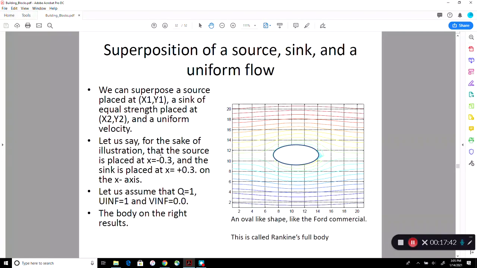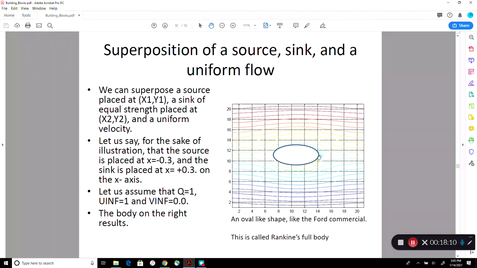When you do that, the source produces mass, the sink consumes it. So eventually you'll get a closed body, like an oval-shaped body. Then you'll still get streamlines that go out this way. Again, the source near plus 0.3 will push the flow out this way. Free stream is coming this way. When they are equal and opposite in magnitude, you'll get zero velocity. So there's a stagnation point.